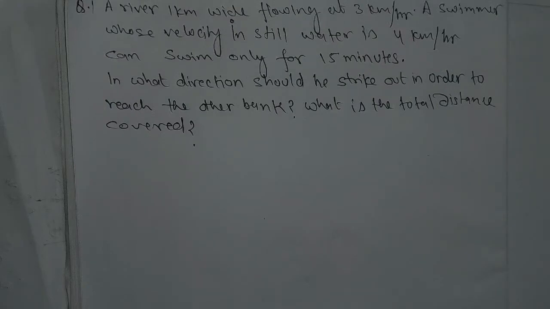Now students, let us start the questions. See here student, the first question. A river 1 kilometer wide is flowing at 3 kilometer per hour. A swimmer whose velocity in still water is 4 kilometer per hour can swim only for 15 minutes. In what direction should he strike out in order to reach the other bank? What is the total distance covered?